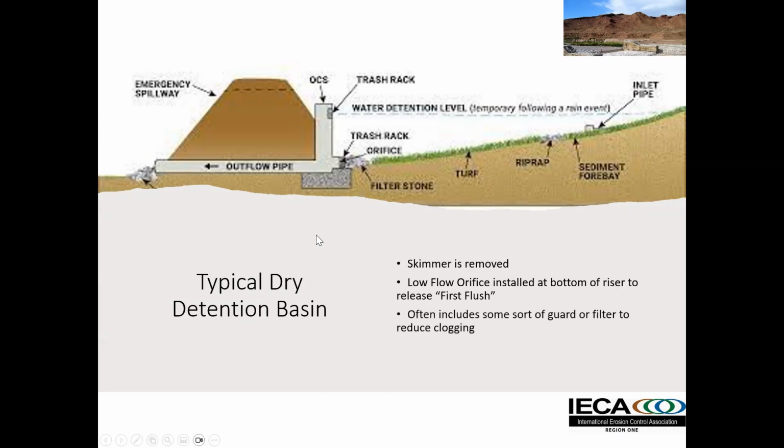And then depending on the size of that, for smaller sites especially, those low flow orifices can get really small, less than 3 inches. And so you're often going to include some sort of guard or filter to try to reduce the clogging. But that is going to need significant maintenance because, again, the idea with detention ponds is to allow time for sediment to settle, i.e. get to the bottom of the pond. And so then they're going to get right to where we're trying to let the water out.